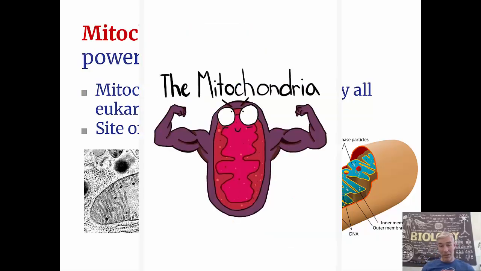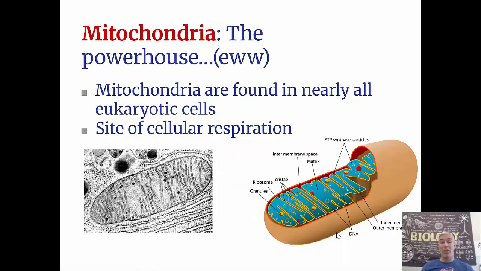Mitochondria, the powerhouse of the cell, right? Mitochondria are found in all eukaryotic cells, both plant and animal, right? A lot of people think, there's a misconception that mitochondria are not found in plants. Like mitochondria in animals and chloroplasts are found in plants. No, mitochondria are found in both.